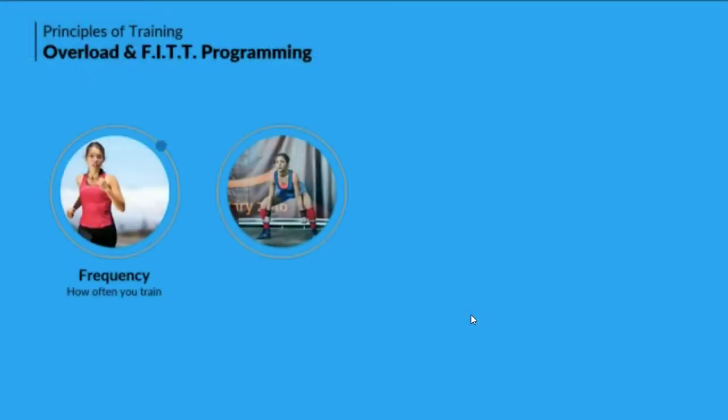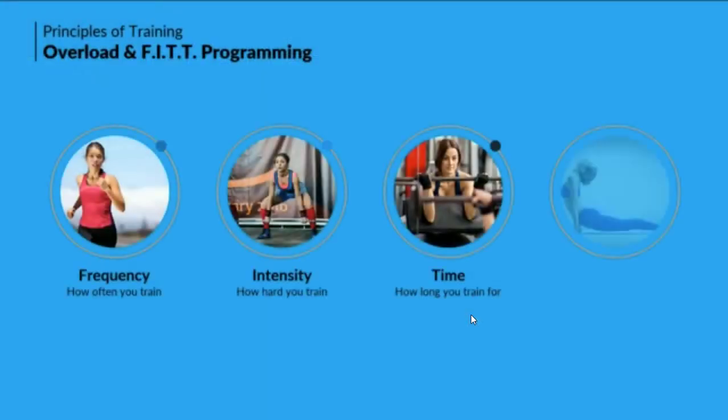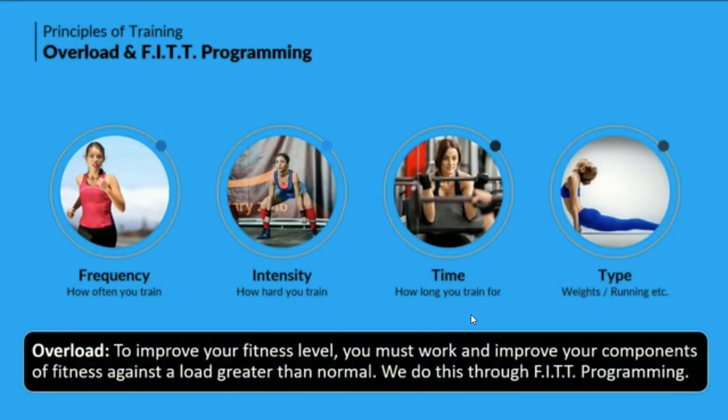The first thing we need to know, obviously, is our overload and fit programming. Okay? This is going to help us program the initial exercise program, overload and fit principle. So, depending on the result we want, we have to know the frequency we're going to train, what the intensity is, how long we're training for, and what type of training. Okay? As I always say, to improve your fitness level, you must work and improve your components of fitness against a load greater than normal. This means working past your normal capacity. We do this through fit programming.